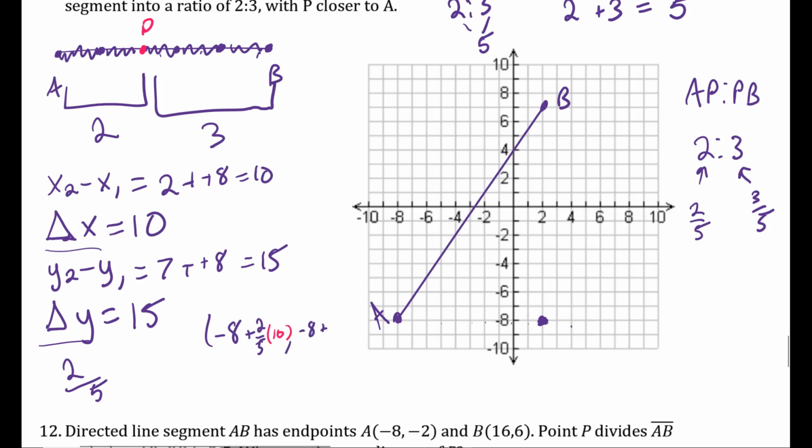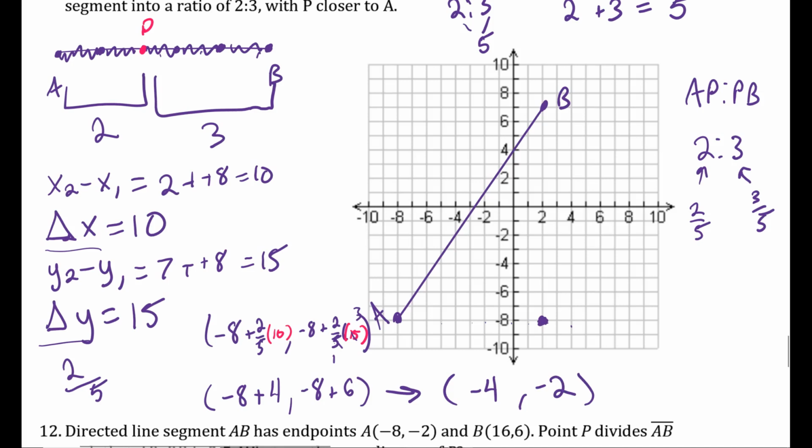So -8 plus 2/5 times 15. Because that would represent the total how far I need to go up, but I'm not going up all the way. I'm only going up 2/5 of the way. So this becomes -8 plus 2/5 times 10 is just 4. And -8 plus 2/5 times 15, well, 5 goes into 15 3 times, so that's plus 6. So I get my final coordinate to be -4, -2.